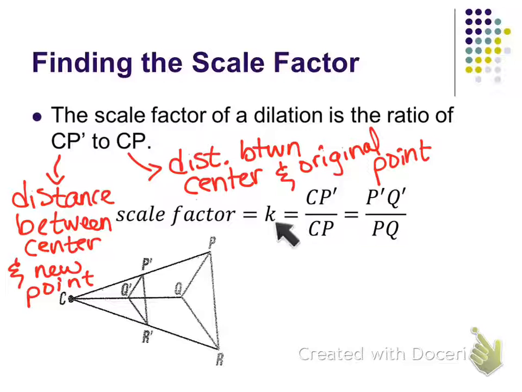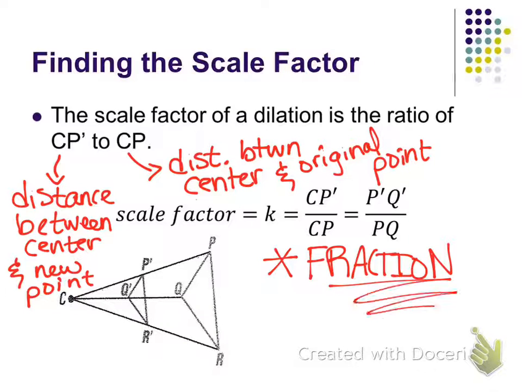Okay, and it doesn't matter which point you use. Usually we'll refer to P and P prime, but it doesn't matter if you want to use Q, Q prime. It'll be the same thing. It is a ratio, meaning we write it as a fraction. So if you want, put a big note that these should always be written as a fraction. Don't give me a decimal on those.